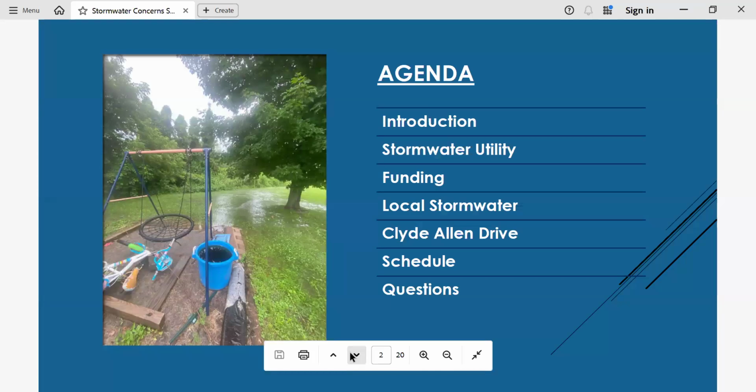There we go. Okay, so this is the agenda I want to go through tonight. Just want to do some brief introductions of the people here in the town that are involved in this project. Then I want to talk some about the stormwater utility and how we use the stormwater utility to do these projects and how it's going to help us with this project. And then I'll talk about the funding and the cost estimate we have for this project and how we're going to pay for it. And then we'll go through the technical details of the stormwater issues in the area and the Clyde Allen Drive project specifically. And then we'll touch on the schedule, and then I'll open it up to questions for everybody.